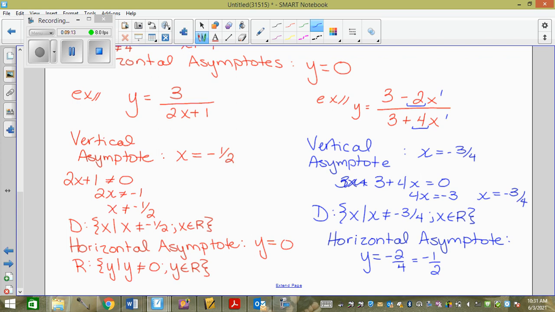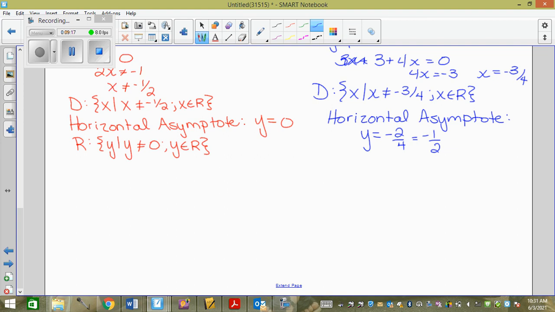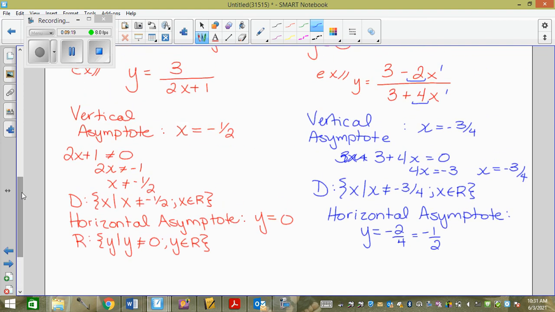Because we need to take the leading coefficients. And the leading coefficients are always a fraction of the leading coefficients. The leading coefficients are the coefficients that are in front of the largest exponent. So if it's x to the 1 and x to the 1, we find those and take the fraction of those. And then our range is y such that y cannot equal negative a half, y ∈ R.